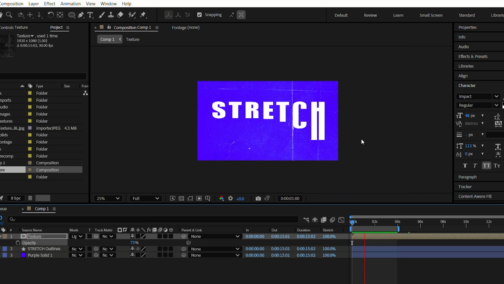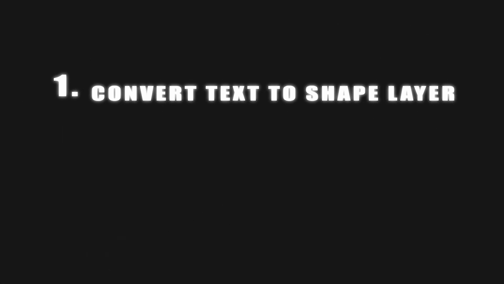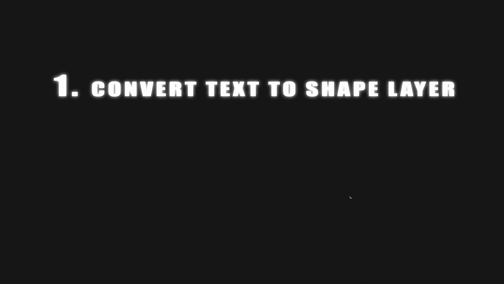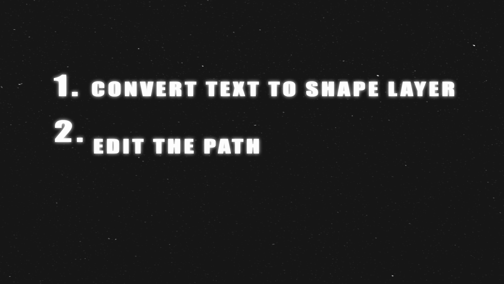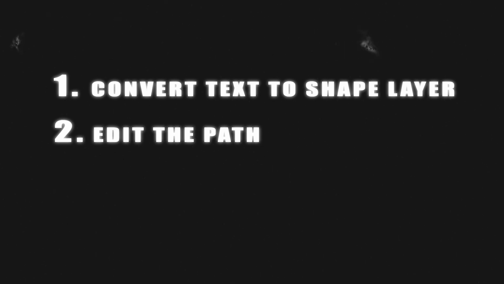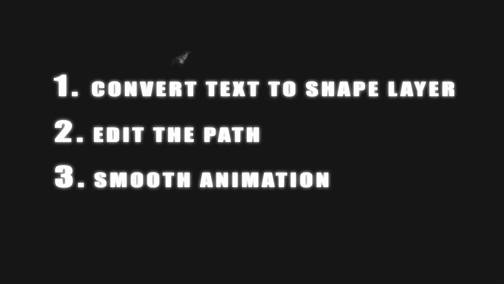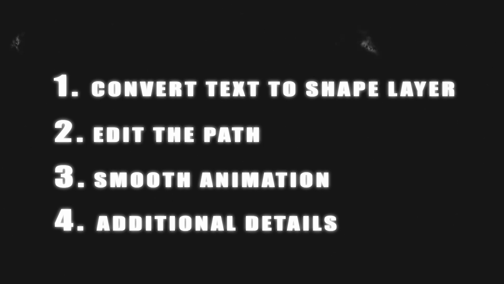So the main steps of creating this animation is 1. Create the text and convert that into a shape layer. 2. Edit the path within each letter to create that stretch effect. 3. You're just gonna pretty much smoothen out those animations. And 4 is that extra mile of adding more details, such as adding an offset animation or adding just a texture to give it a different look.